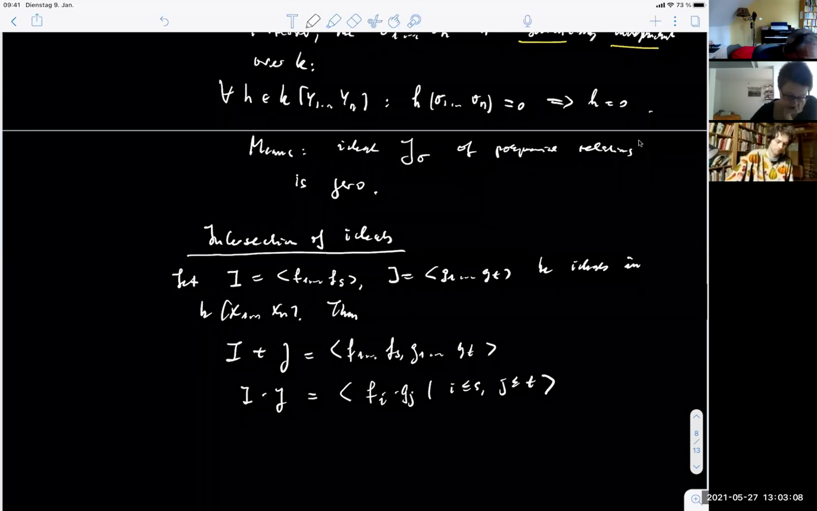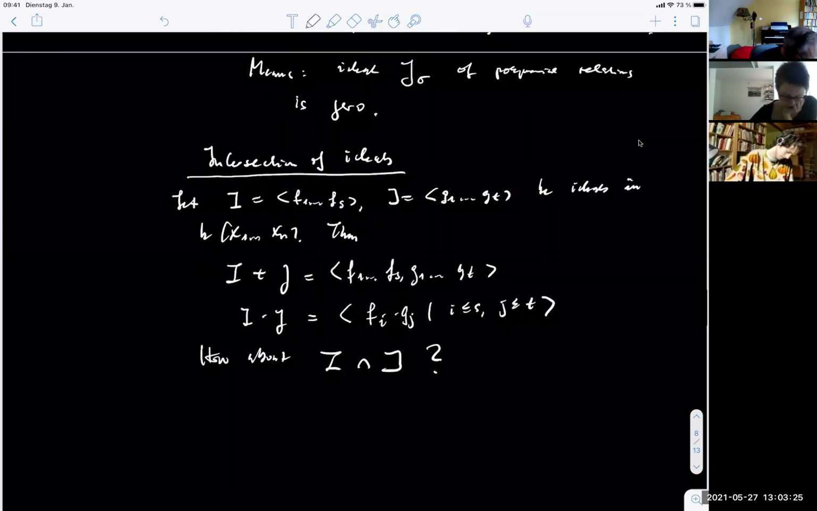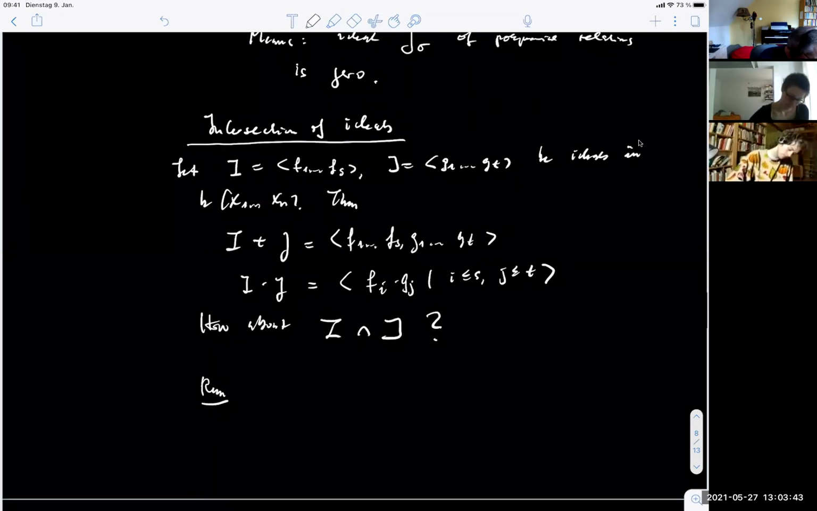But how about the intersection? That is not so clear. How can we find a system of generators of the intersection? Now I'm going to tell you. For the sake of completeness, it's always good to explain the geometric meaning behind it. Without algebraic geometry this may be a bit hard, but I do it as a remark because I think it's extremely helpful.